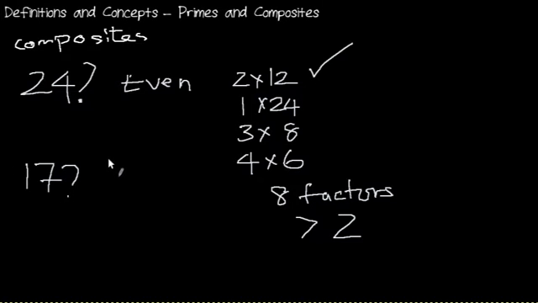What about 17? It's not even, it's odd. We know that it has one pair of factors for sure, 1 times 17. Does it have any others? No, so it is not composite.